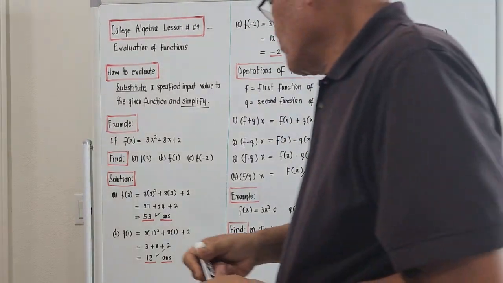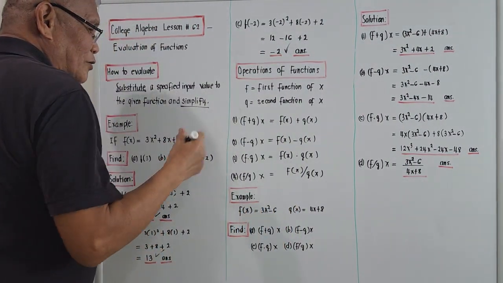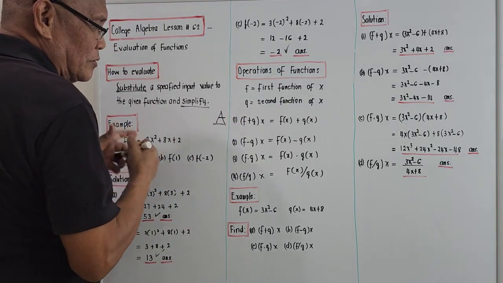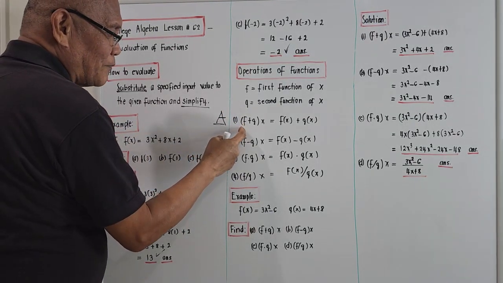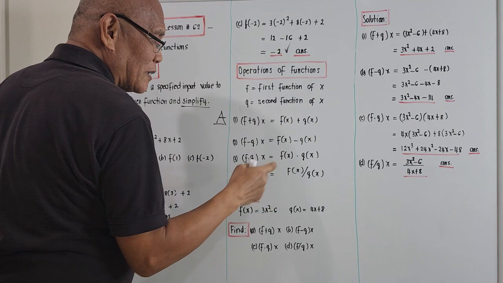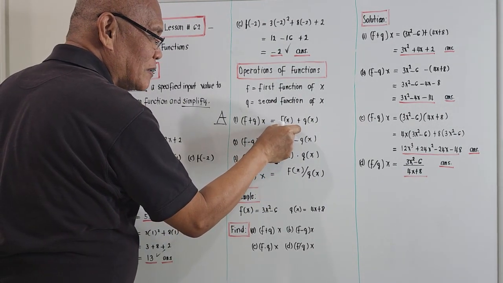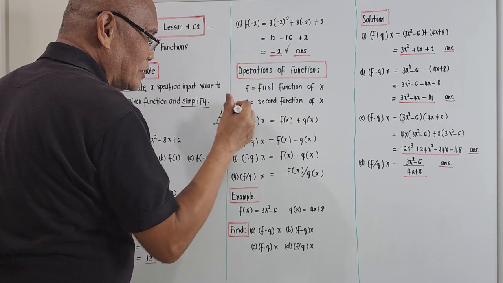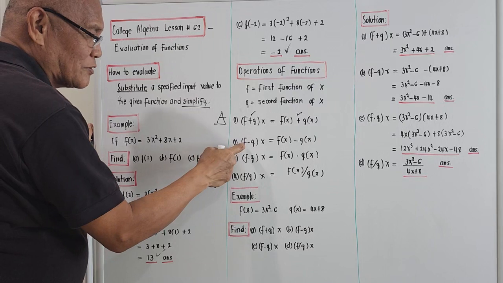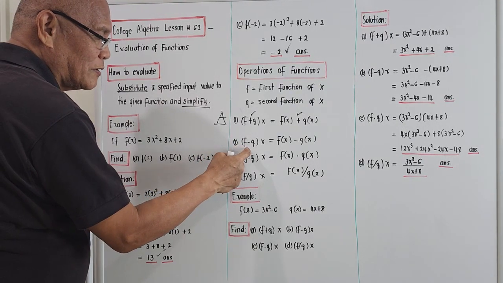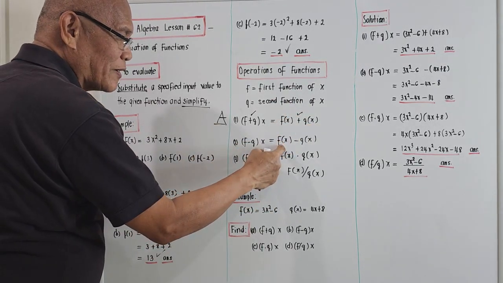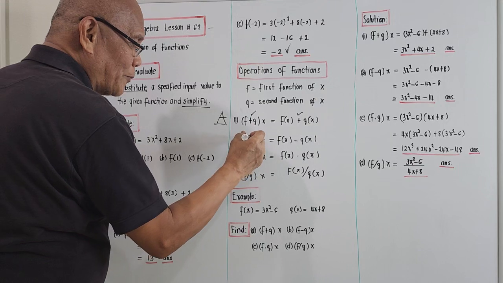Okay, the fundamental operations. The first one is addition, right? So function f plus function g of x can be simplified as simply the given function of x plus g of x. The operation is addition. And the difference, function f minus function g of x, can be simplified as that given function of x minus g of x. The operation is subtraction.